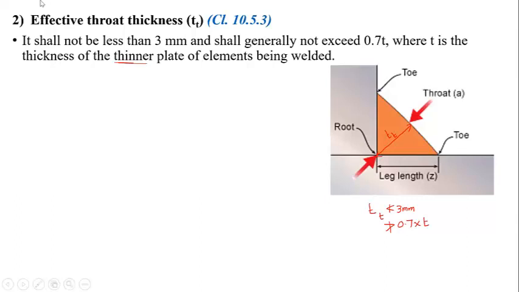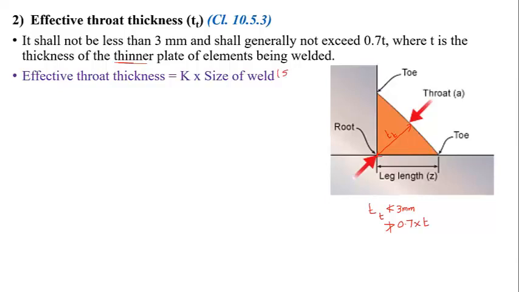Now, let's look at the second specification of effective throat thickness, which is that the effective throat thickness is taken as K times the size of weld. We know the size of weld is denoted with the symbol capital S, and the effective throat thickness is TT. The second specification is TT equals K times S, where S is the size of weld.